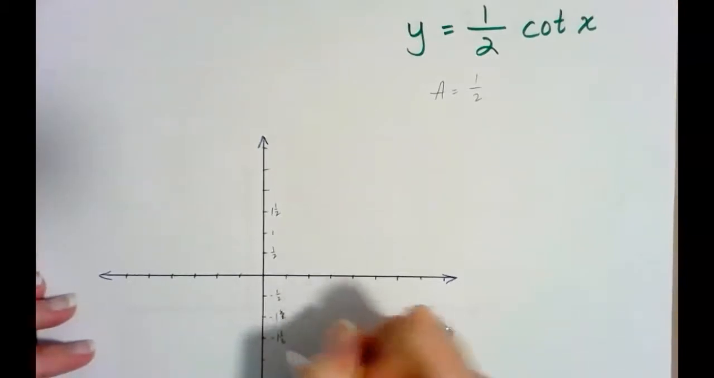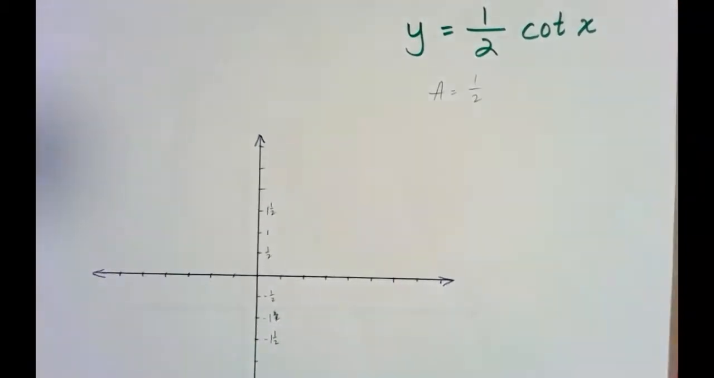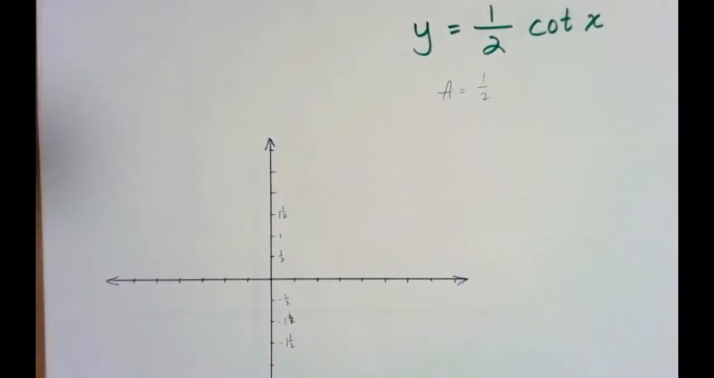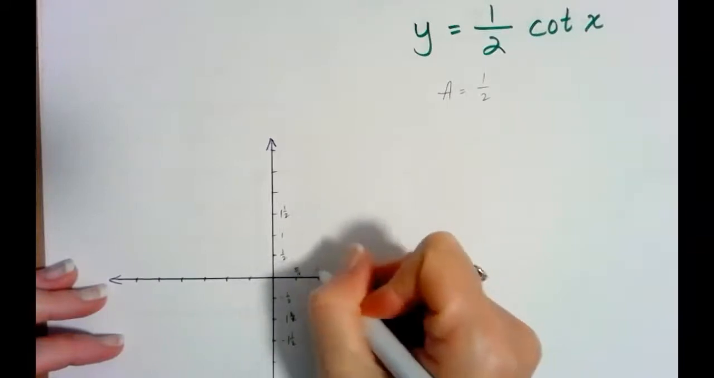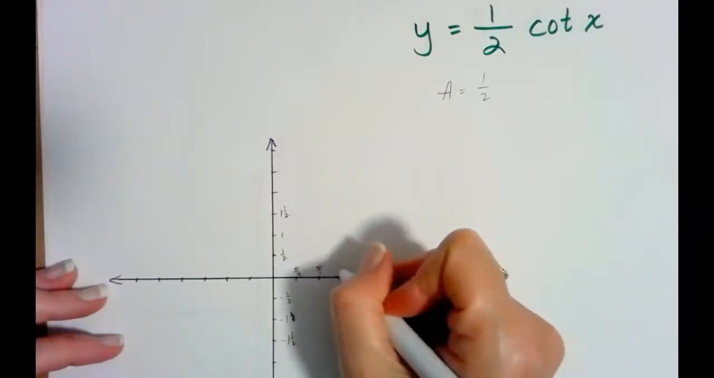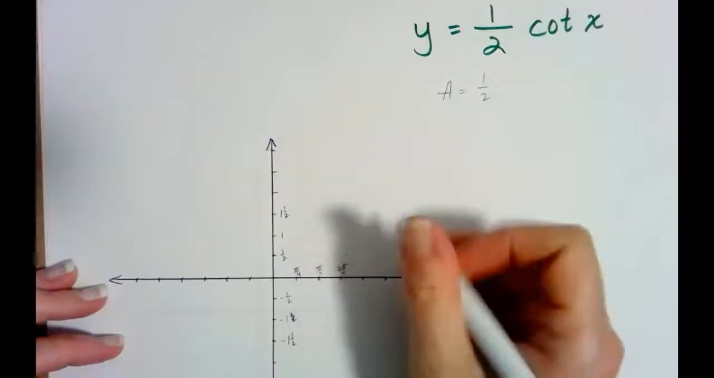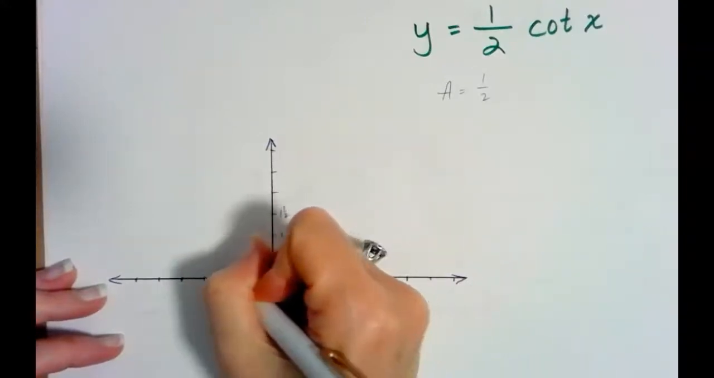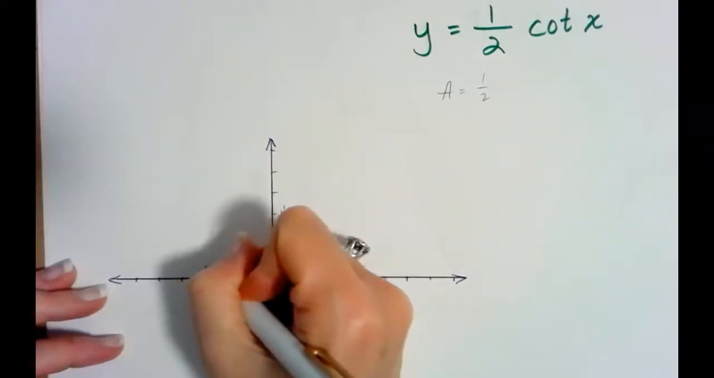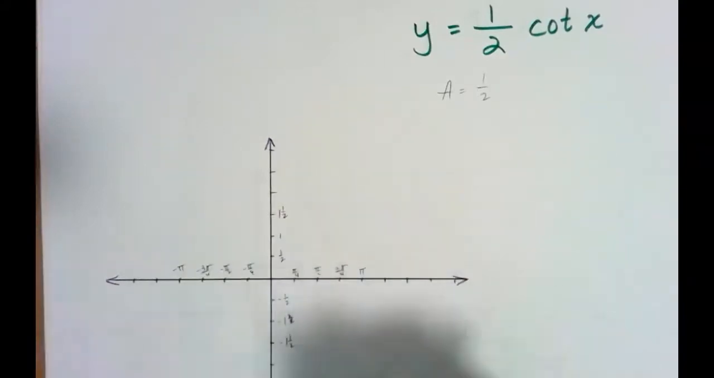That will be 1 and 1/2. There we go. So I don't have my magic tape. This will be good enough. All right. So pi over 4, pi over 2, 3 pi over 4, and pi, negative pi over 4, negative pi over 2, negative 3 pi over 4, negative pi.